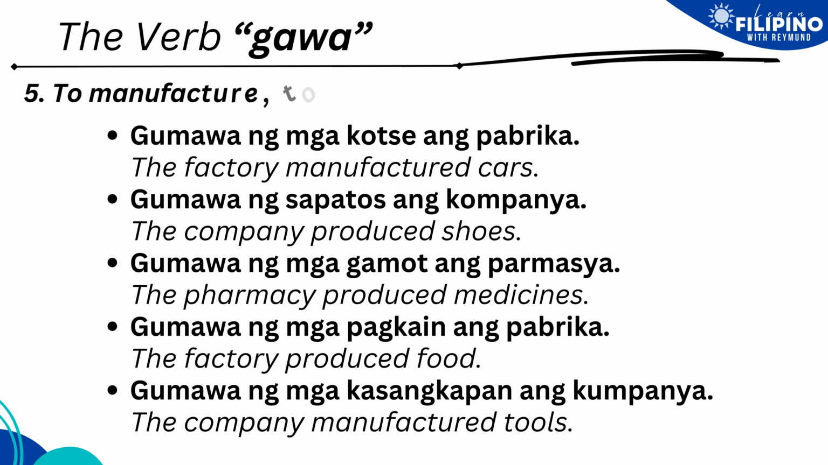Another definition for the root word gawa is it can also mean to manufacture or to produce. Gumawa ng mga kotse ang pabrika. So a pabrika is a factory. And then a kotse or a sasakyan is a car. So the factory manufactured cars. Gumawa ng mga kotse ang pabrika.